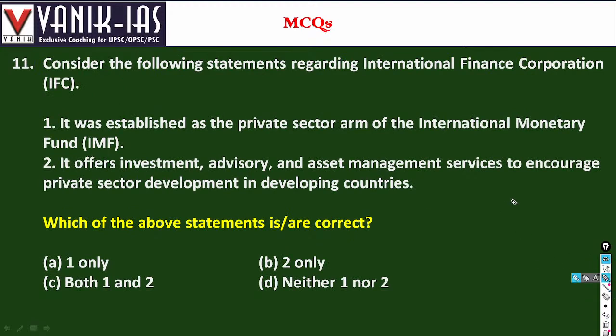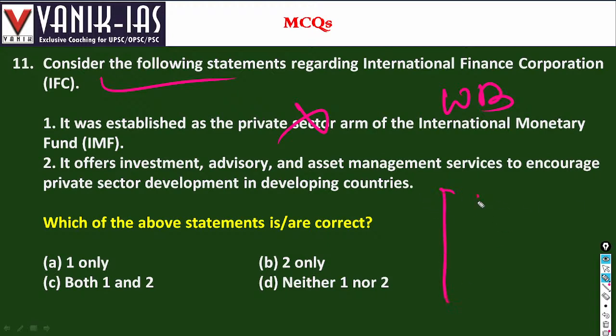Which of the following statements is correct regarding the International Finance Corporation? IFC was established as the private sector arm of the International Monetary Fund. This is wrong. The first statement is wrong. It is not a member of the IMF, it is a member of the World Bank Group. IFC, International Finance Corporation, is a member of the World Bank Group.